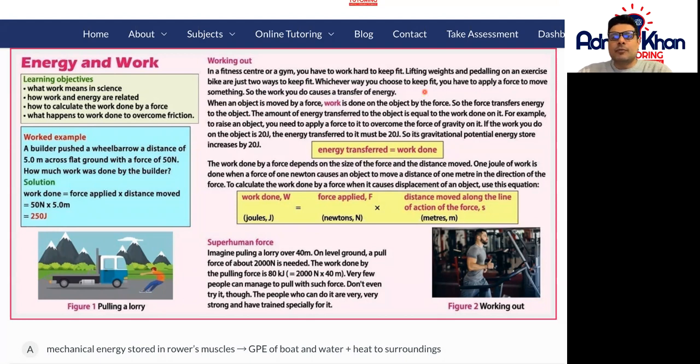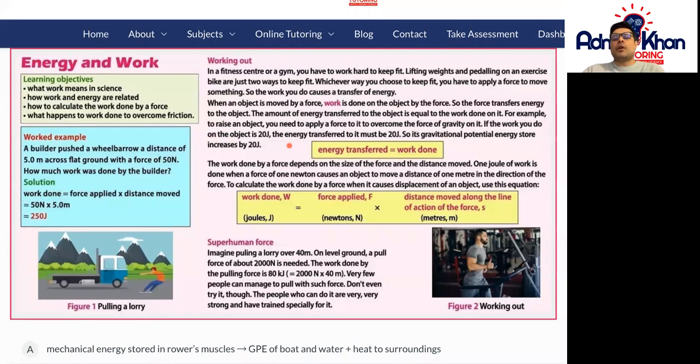When an object is moved by a force, work is done on the object by the force. So the force transfers energy to the object. The amount of energy transferred to the object is equal to the work done on it. For example, to raise an object, you need to apply a force to it to overcome the force of gravity on it. So if the work you do on the object is 20 joules, the energy transferred to it must be 20 joules. So its gravitational potential energy store increases by 20 joules itself.